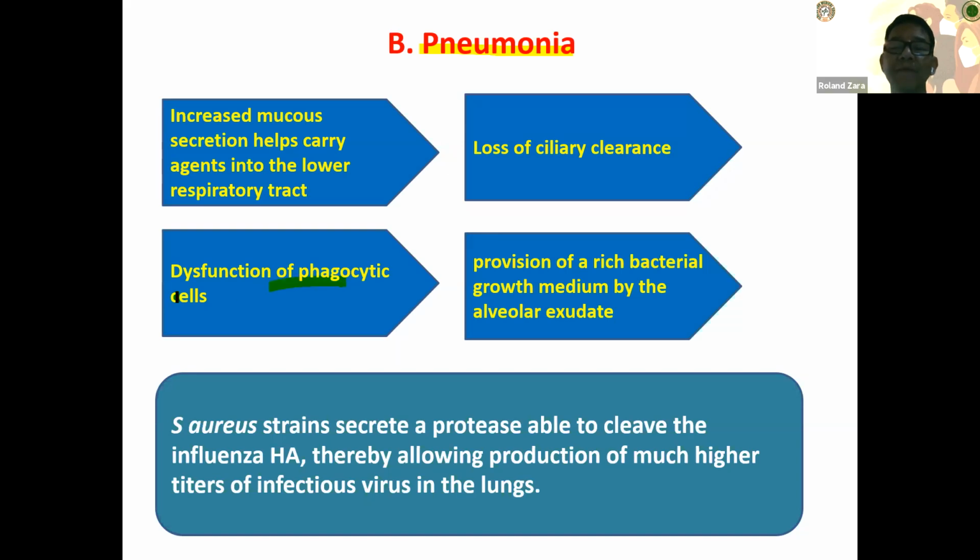So the alveolar macrophages, the white blood cells, can no longer function because of an impaired response caused by this influenza. There will be loss of ciliary clearance, and provision of a rich environment for secondary bacterial infection. One of the most common causes of this bacterial infection is your Staphylococcus strain, which secretes protease able to cleave. Remember, the protease makes them more infectious. So once there is secondary bacterial infection, it can be more infectious, allowing production of much higher titers of infectious virus in the lungs.